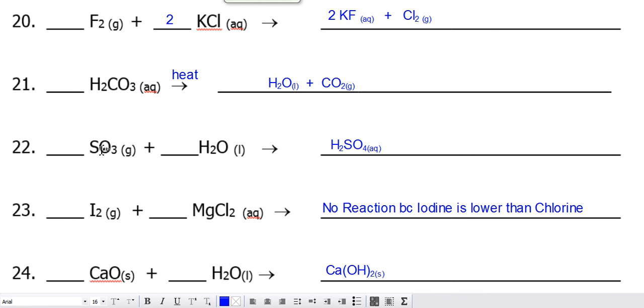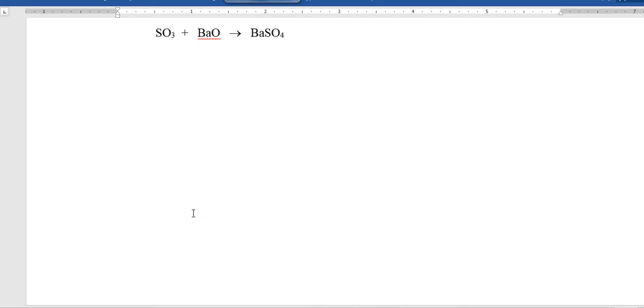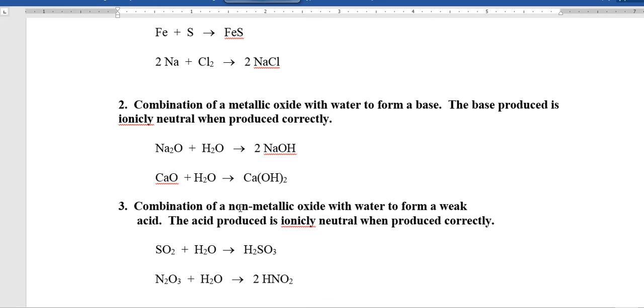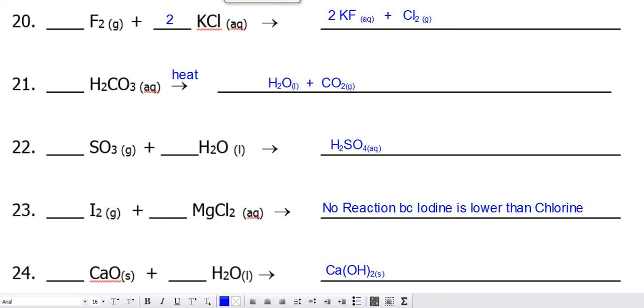Here we have a non-metal with oxygen and water. Let's go to the other side, synthesis. Non-metals with oxygen and water form a weak acid. You put all the pieces together. This is SO2 and H2O, making H2SO3. This one is SO3, so it would be one more oxygen on it.